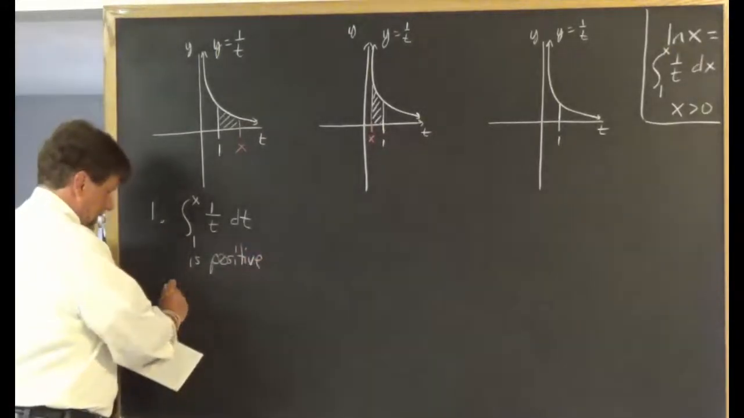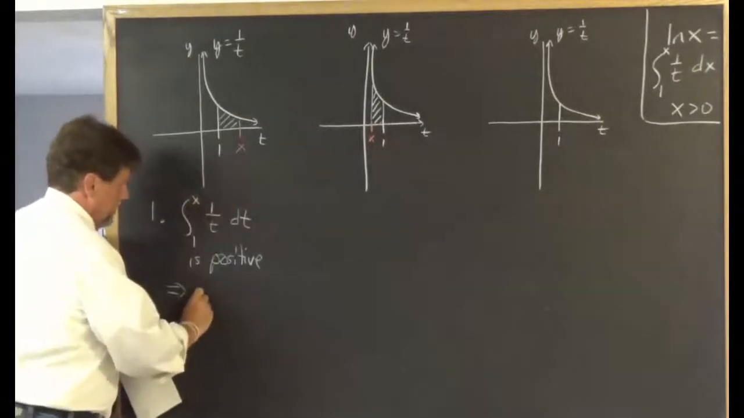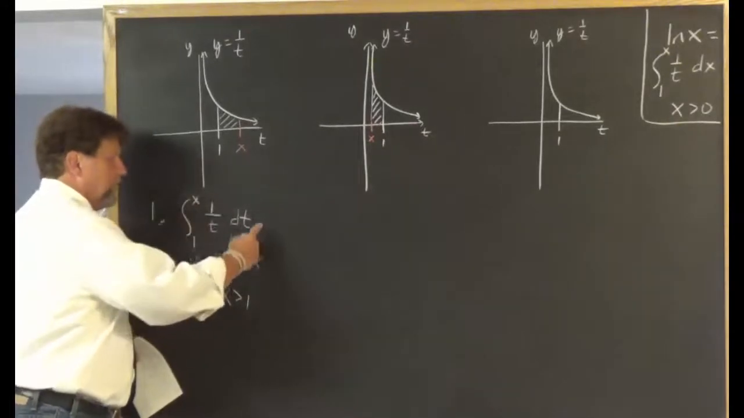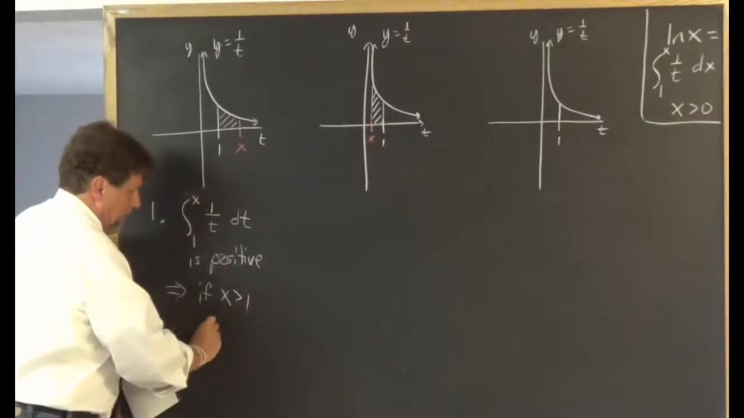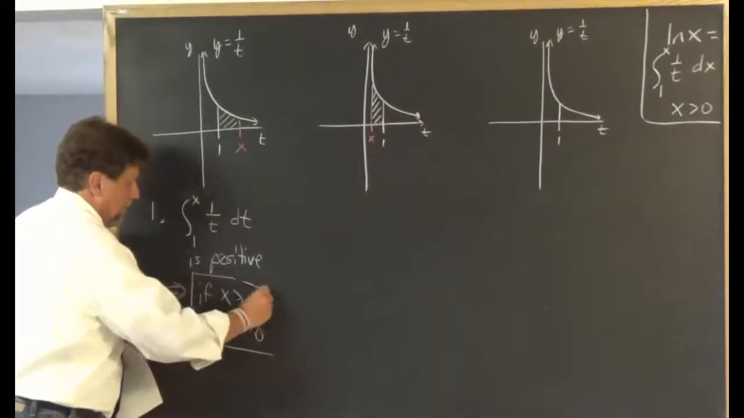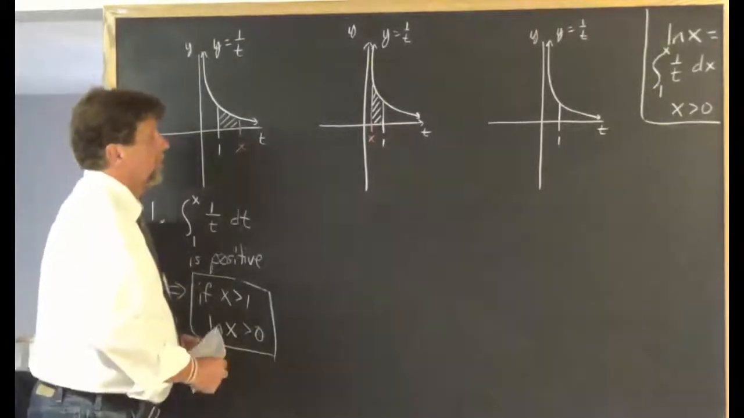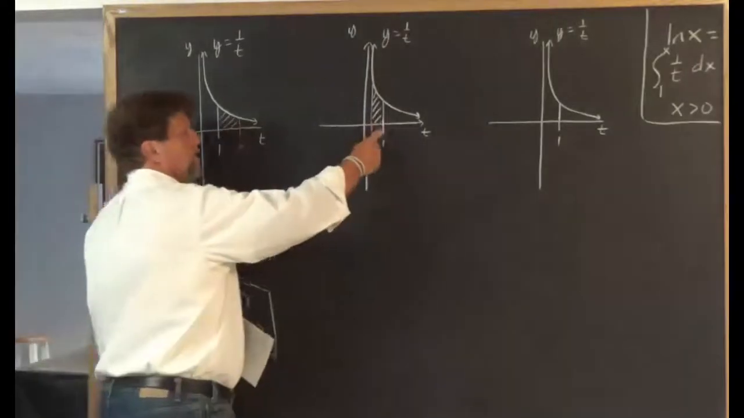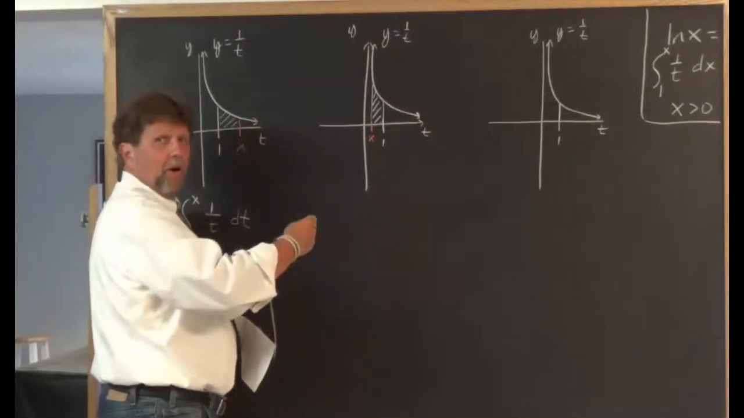So what does that tell me? Well, that tells me if my x is greater than 1, and since this is how natural log is defined, natural log x is a positive number. So that's fact number 1. Fact number 2. Well, remember, x has to be greater than 0. But x could be here to the left of 1. So x could be something between 0 and 1.